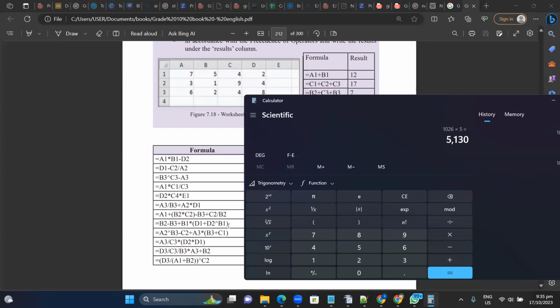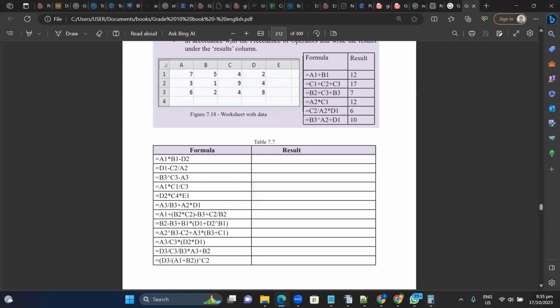Before that there is B2 minus B3. B2 is 1, B3 is negative 1. 1 minus negative 1 is plus, so 5129. Yes, 5129. That is correct. Who got the answer?